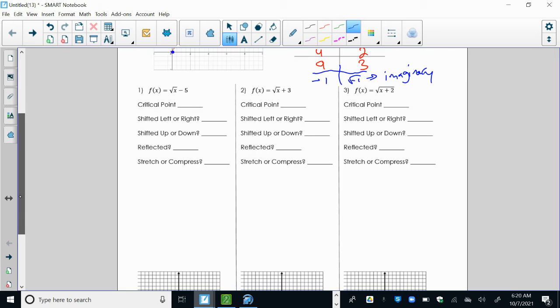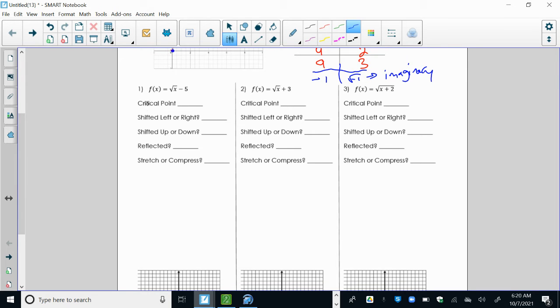Okay, so the way we set this up was I gave us the function. I want us to answer some questions. We have room to make a table, and then we can graph it. Okay, so the first one, f of x equals square root of x minus 5. Okay, so if we think about what's going on here, we have our square root of x, and then we're just subtracting 5 at the end. By subtracting 5 at the end, what this is going to do is it's going to shift our graph down 5 units.